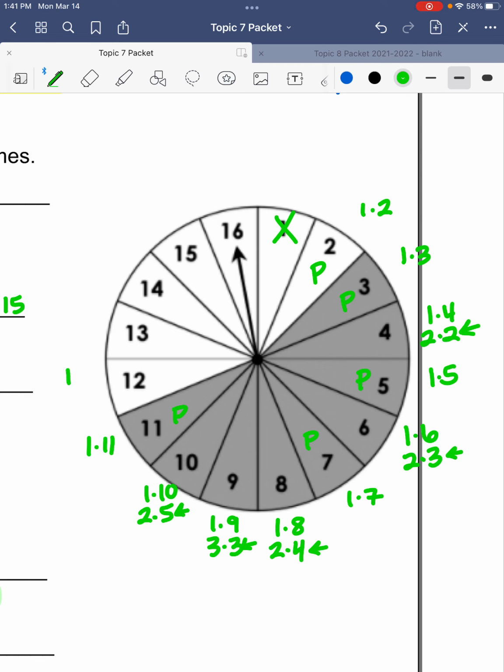12. We've got 1 times 12, that makes 12. I've got 2 times 6 and 3 times 4. Because of 2 times 6 and 3 times 4, I know that 12 is not prime. 13. I've got 1 times 13. Can I multiply any other whole numbers together to make 13? Nope. Because of that, I know that 13 is prime.